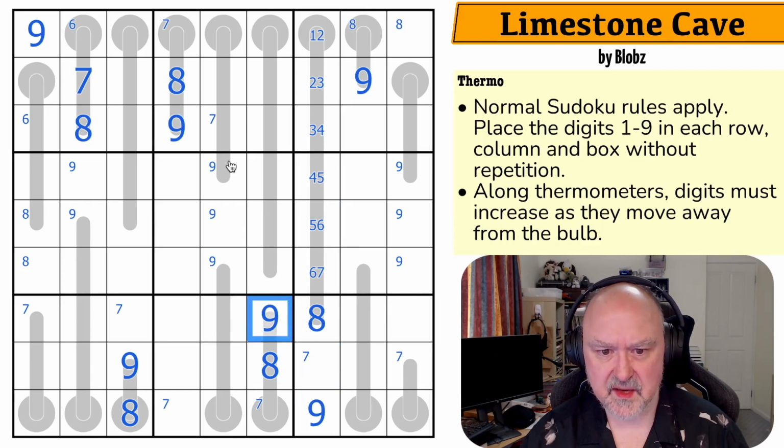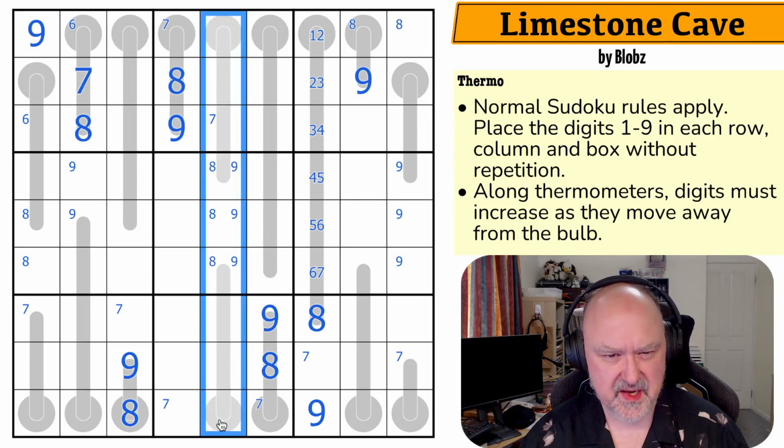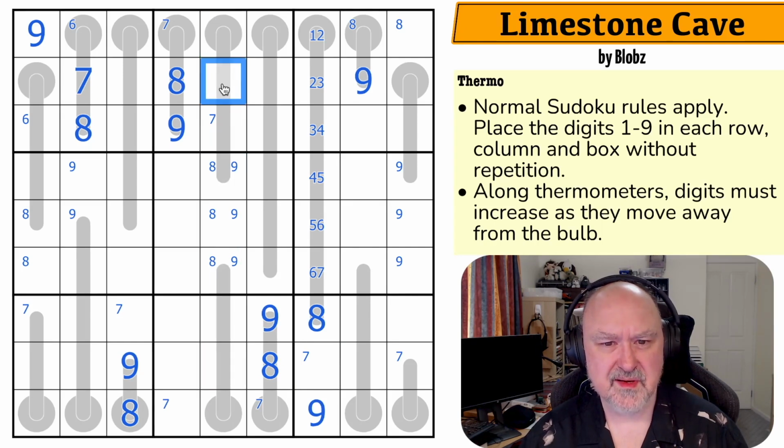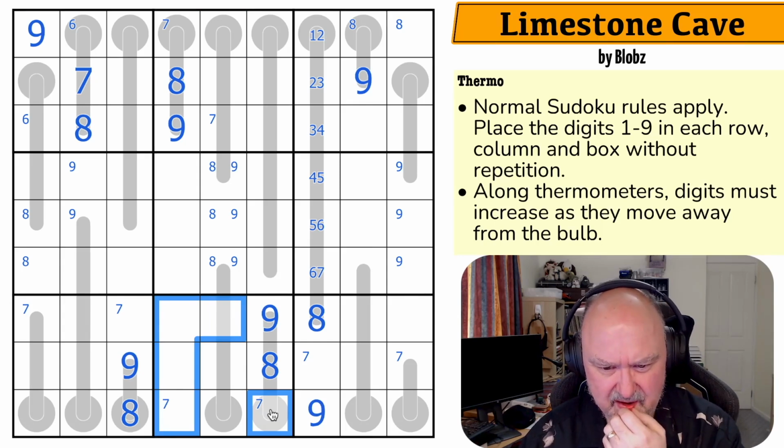Now the 8 here means 8 is in one of those, which does restrict 6 a bit in this column, because now 6 couldn't go in the bulbs. 6 can't go here. 6 could only go here. Or here, or one of those. Yeah, it's not as powerful as I'd hoped.